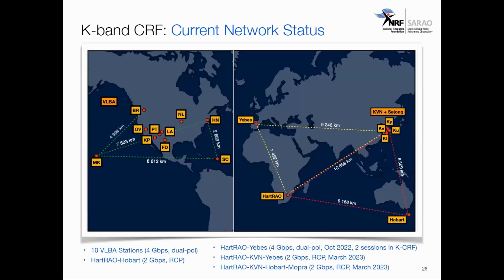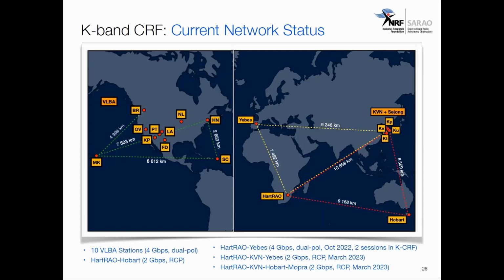So this is the current network status of K-band. Here we show the VLBA that we use for most of the observations. About 99% of the data is from the VLBA. But you can see there are nice long east-west baselines, but nothing longer than about 3,000 kilometers in a north-south direction, and we need that to improve our declinations.